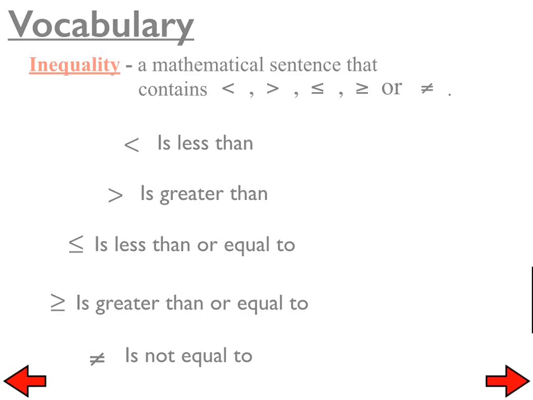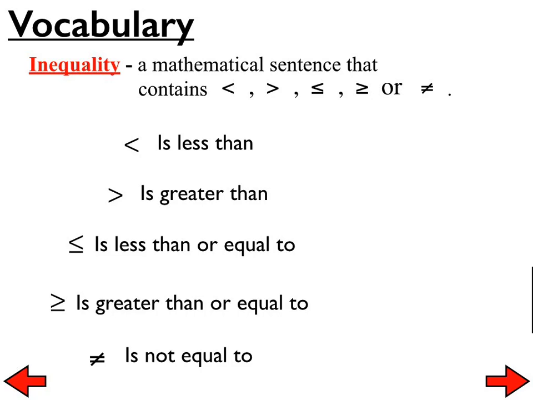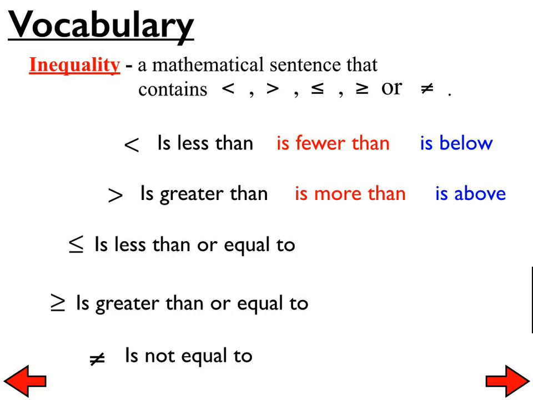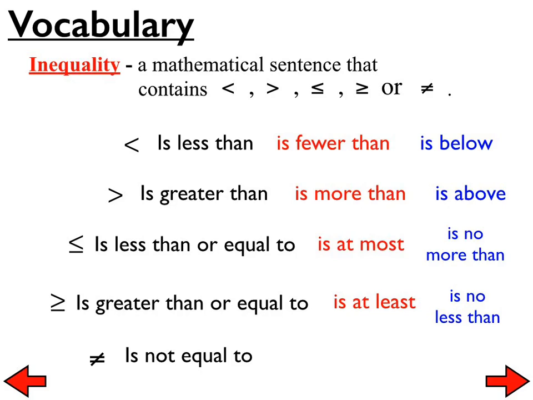All right, so to rephrase everything that I just mentioned as far as the word phrases, is less than also is fewer than means is less than or represents the same thing. Is below represents the same thing. Is more than means the same thing as is greater than. Is above means the same thing as is greater than. Is at most represents the same thing as is less than or equal to. Same thing with is no more than. Is at least means the same thing as is greater than or equal to. Same with is no less than. They are equivalent to each other. They mean exactly the same thing. All right.